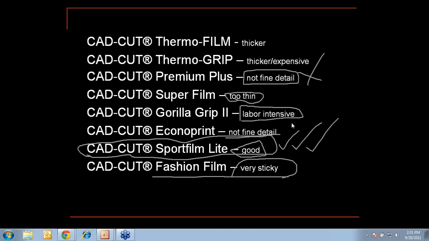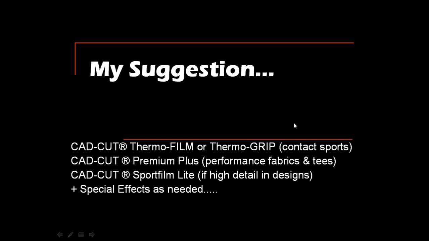Let me try to clear it up and give you a recommendation on inventory, what to stock. My suggestion, open for debate, because people that are familiar with the materials have different suggestions, but here is what I found from talking to different customers and getting their experience. I would stock thermofilm or thermogrip. I don't think you need to stock both. Find out what blank garments you're sourcing primarily and put one of these products on the shelf.